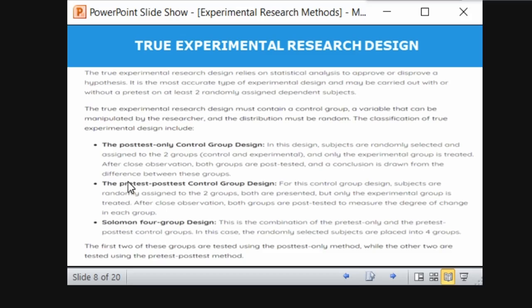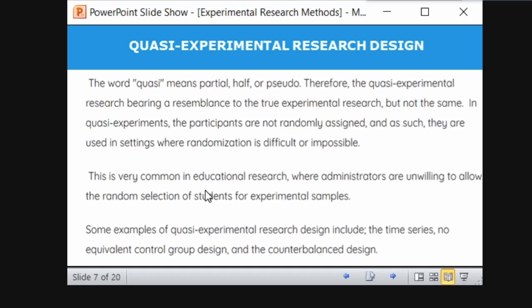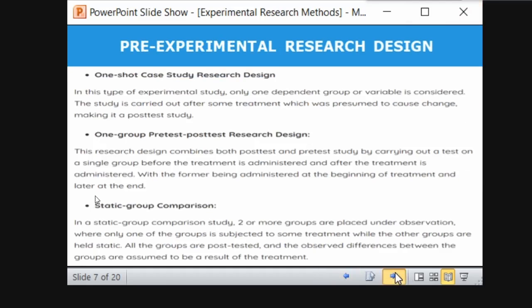Okay. Again, the same we saw in the pre-experimental, but here the difference is the samples are randomly selected. Again, pre-test, post-test control group. The subjects are randomly assigned to 2 groups. Both are pre-tested, but only the experimental group is treated. And after observation, both the groups are post-tested to measure the degree of change in each group. Okay, so again pre-test, post-test. Here there is only post-test, here pre-test and post-test is there.